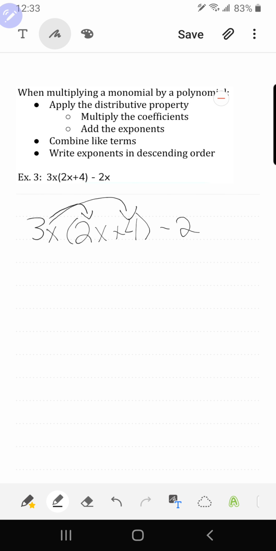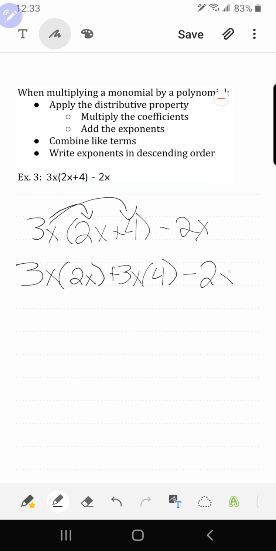So how would that look if I were to write it? It would look like this: 3x times, and we know parentheses means to multiply, 2x plus the 3x times 4x, I forgot the x, minus the 2x. So now we just use regular order of operations: multiply, divide, and add, subtract. So what is 3x times 2x? Well, 3 times 2 is 6, and x times x is x squared.